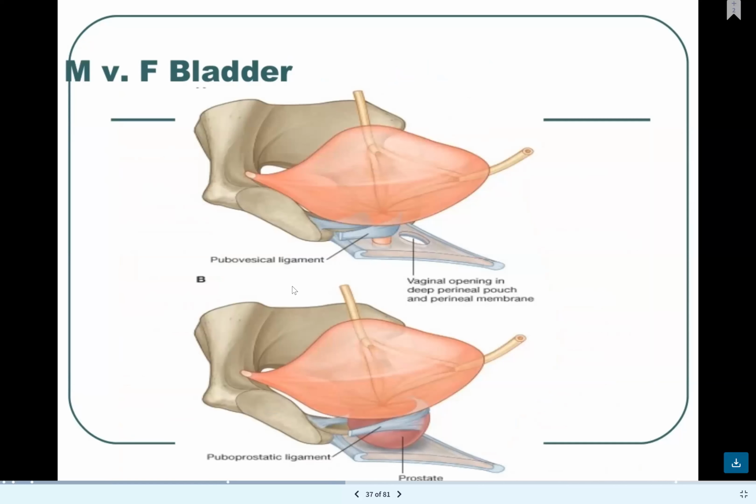So they are just trying to show us the difference between the male and the female bladder. All that we have to know is that the prostate gland is there. The ligament that connects the pubic bone to the urinary side is known as the puboprostatic ligament. However, this one is coming from the vesicle around here, so we call it the pubovesical ligament.